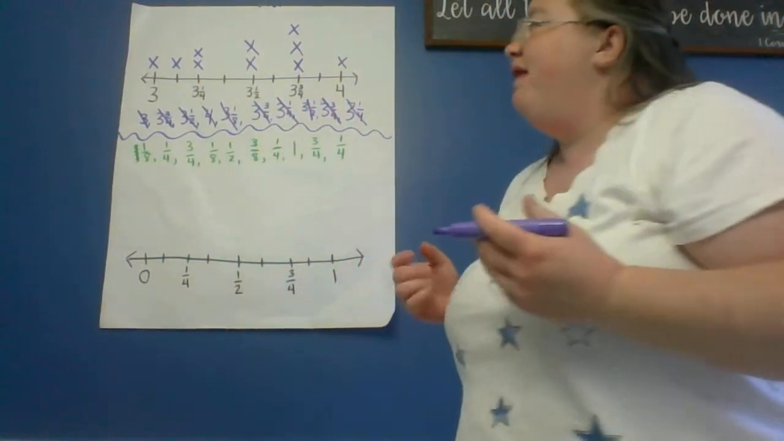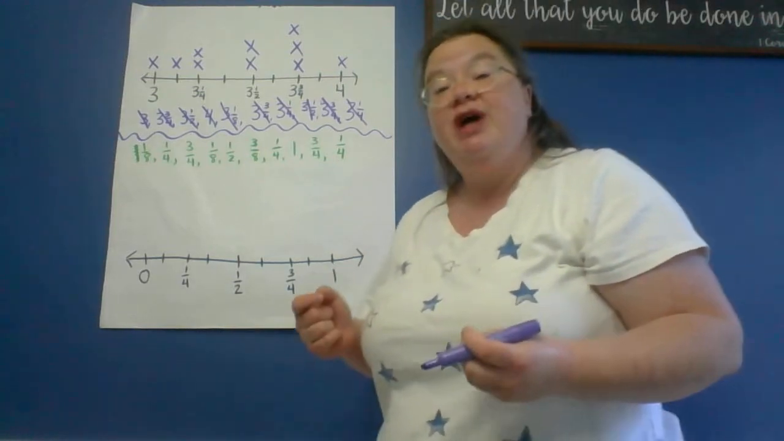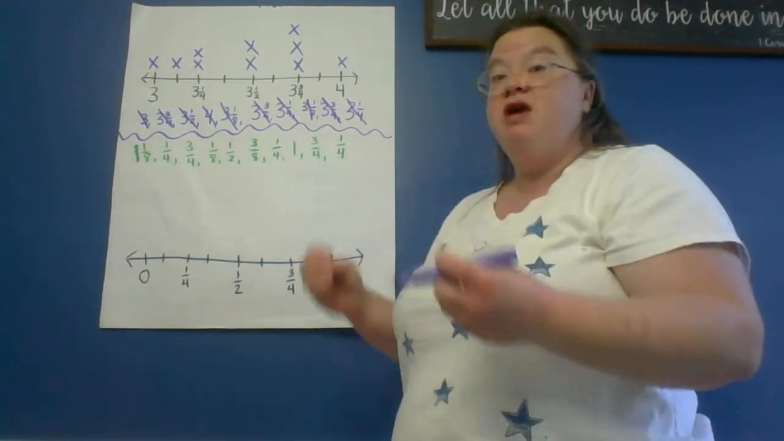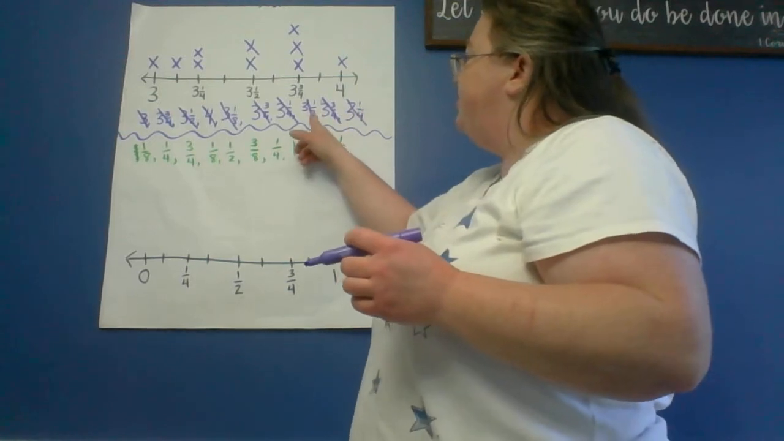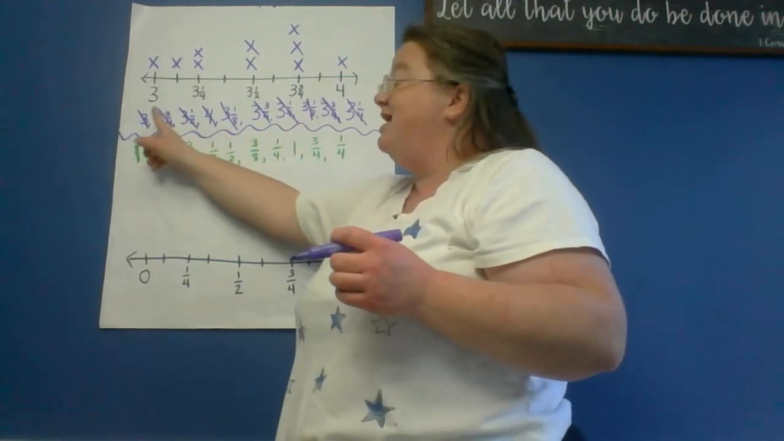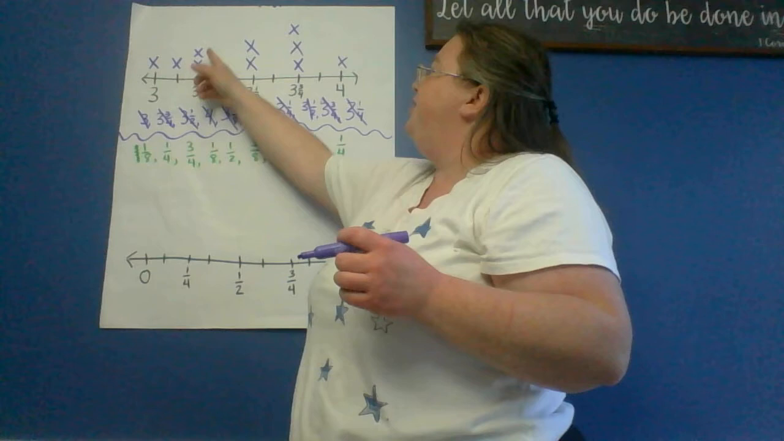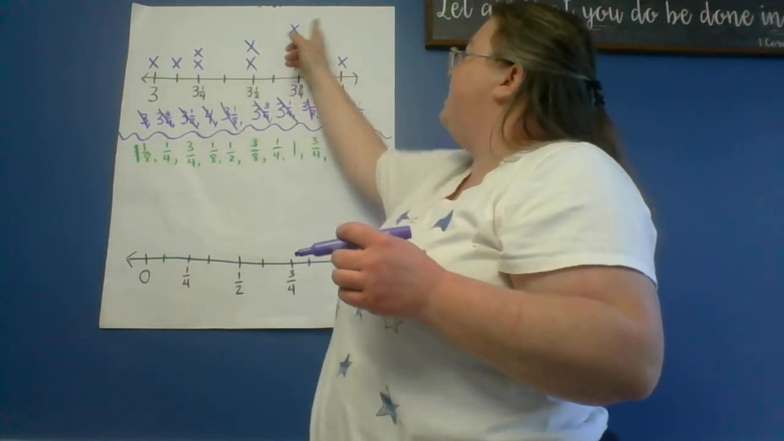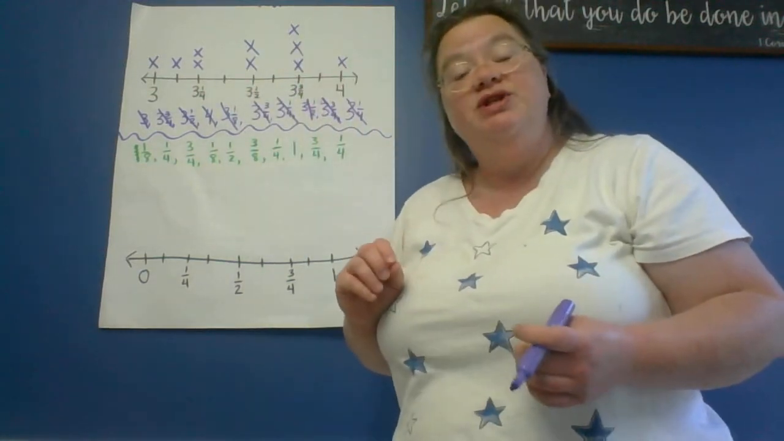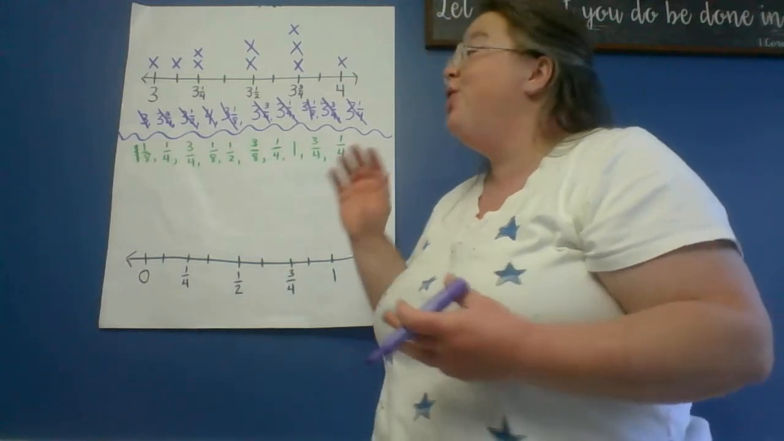Okay? Now, I like to go ahead and count my x's and be sure I have the same number of x's as I do numbers, okay? So 1, 2, 3, 4, 5, 6, 7, 8, 9, 10. Okay, so that helps me just to know that I got all of my data points onto my number line.